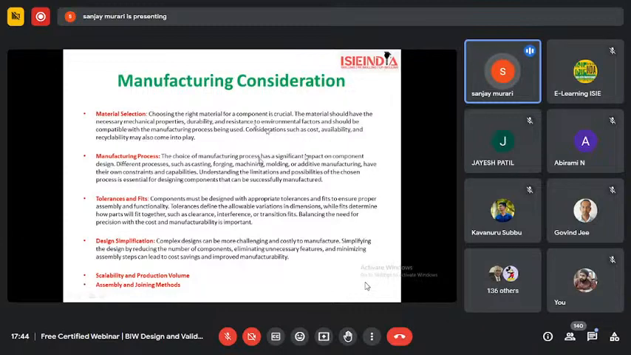Because steel is mostly used, and steel is very easy to recycle, but aluminum parts are very difficult to recycle, because aluminum in its raw form we cannot use directly in the vehicle.